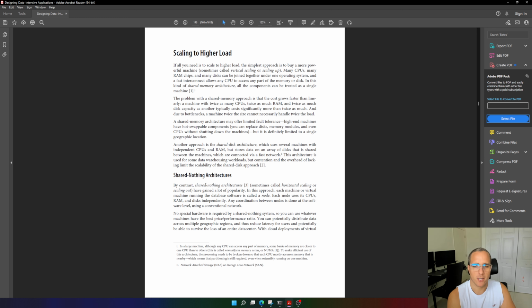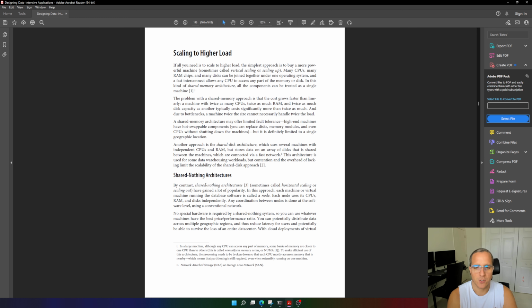Another approach is the shared-disk architecture, which uses several machines with independent CPUs and RAM, but stores data on an array of disks that is shared between the machines, which are connected via a fast network. This architecture is used for some data warehousing workloads, but contention and the overhead of locking limit the scalability of the shared-disk approach.